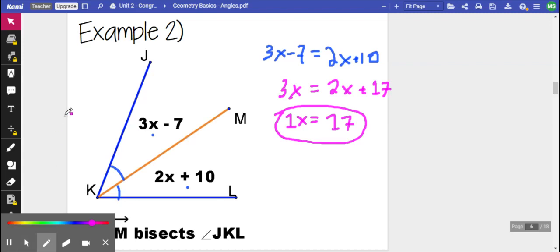Keep an eye out for problems in the future where it not only just asks for x, but also might ask you to put that x back into the original picture and figure out what the angle would actually measure once x is substituted in.